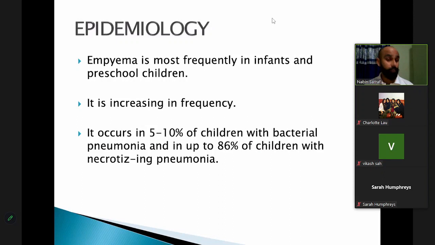Now, talking about the epidemiology, empyema occurs most frequently in infants and preschool children, and it is increasing in frequency. It occurs in 5 to 10% of children with bacterial pneumonia and up to 86% of children with necrotizing pneumonia.